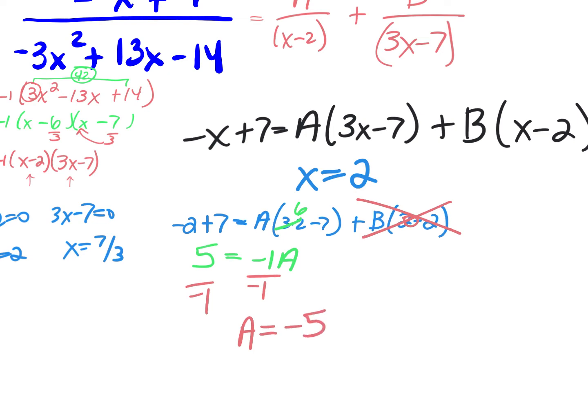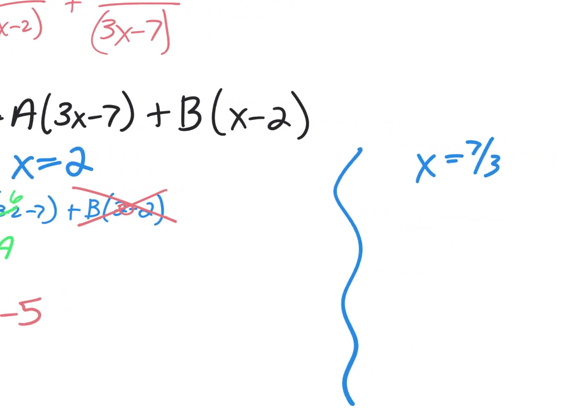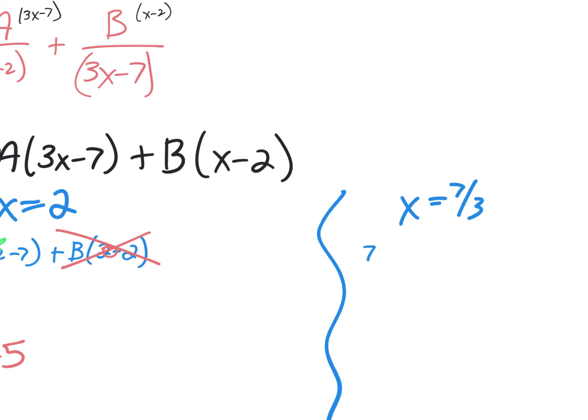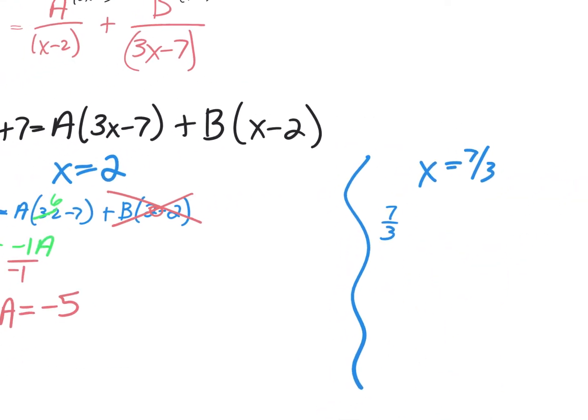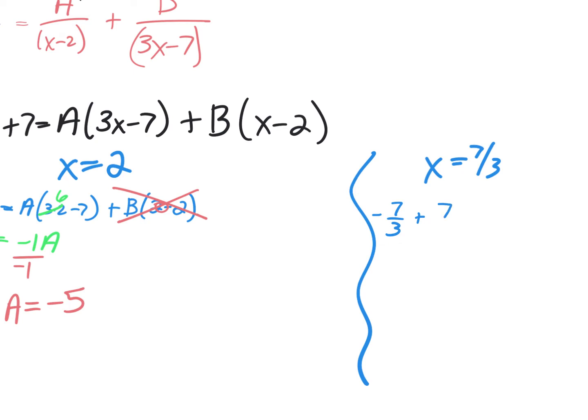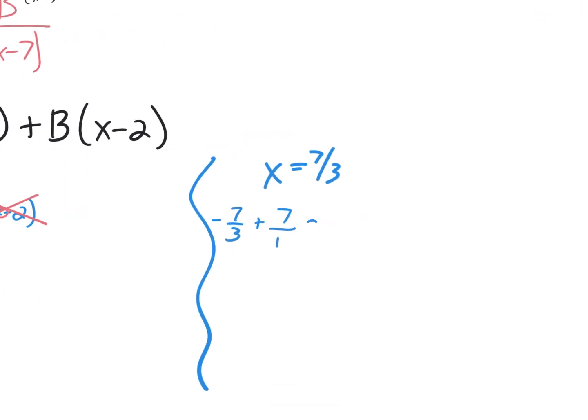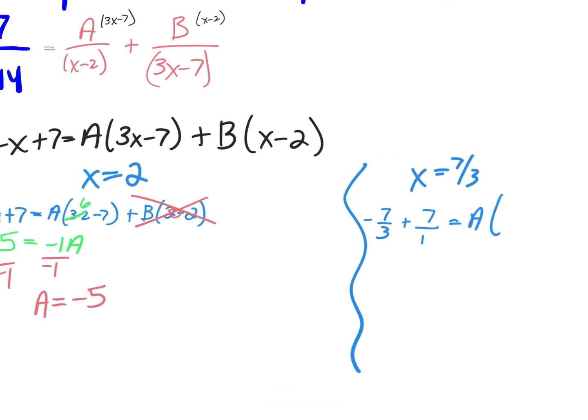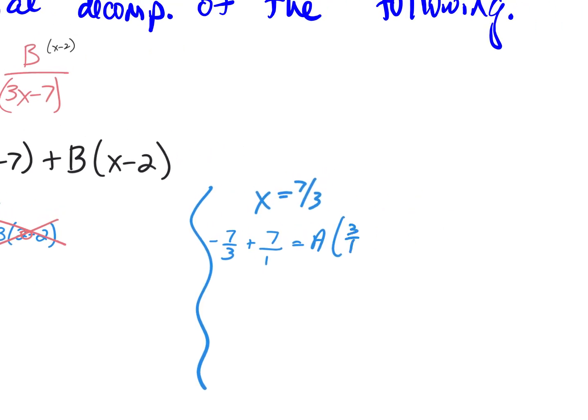Did we solve this yet? No. We're close. But now I'm going to do the exact same thing, but I'm going to come over here and plug in 7/3. So watch, guys. You have -7/3 plus 7. I'm putting all of my whole numbers over 1 since I have a fraction. I like the way that it looks better. So I have equals a times 3 over 1 times 7 over 3 minus 7, plus b times 7 over 3 minus 2 over 1.